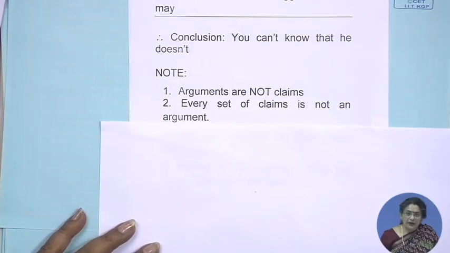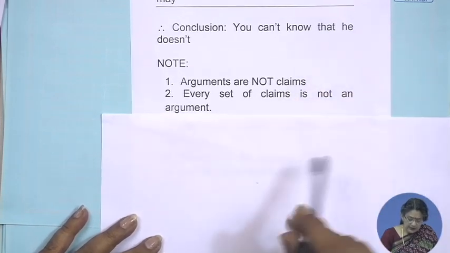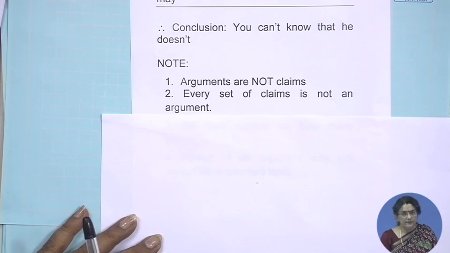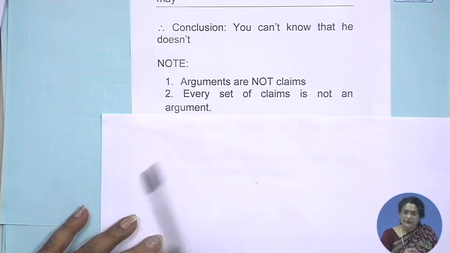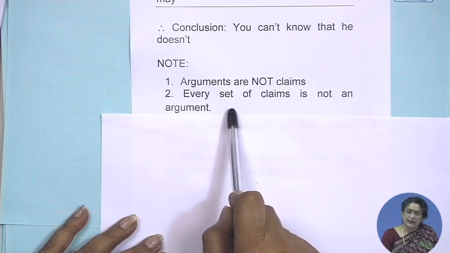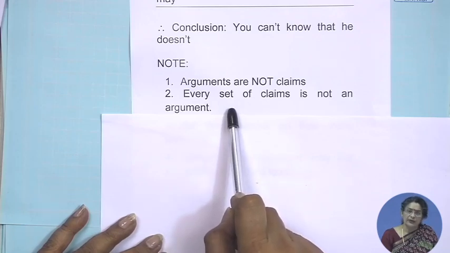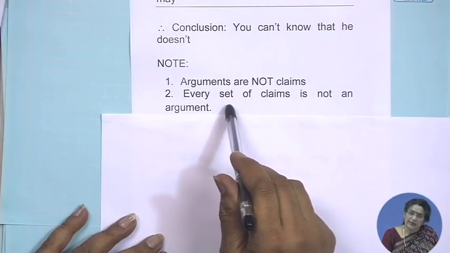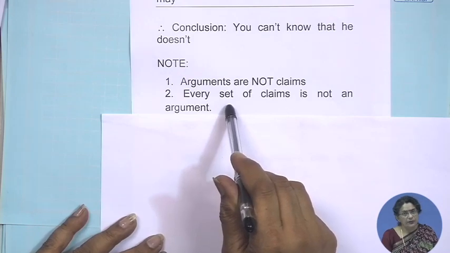Second point, I have already said this, but I will make it clearer, that not every set of claims is an argument. There can be different sets of claims, but not every set of claims is an argument. Why not? Because remember what I said, that in order to be an argument, a set of claims must have a certain logical structure. There has to be a principal claim, there has to be supporting claims or premises. Unless you have that, that set remains a set, but it does not become an argument. Remember that.